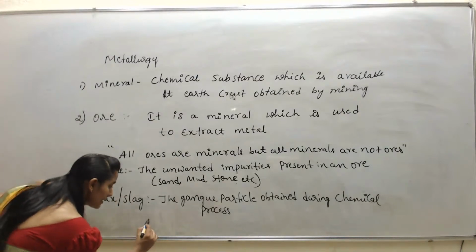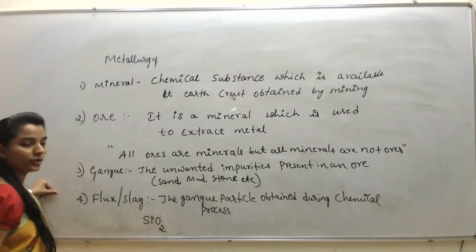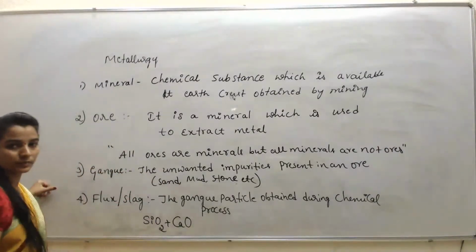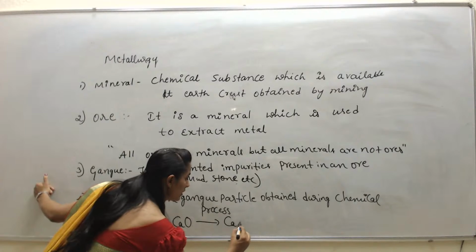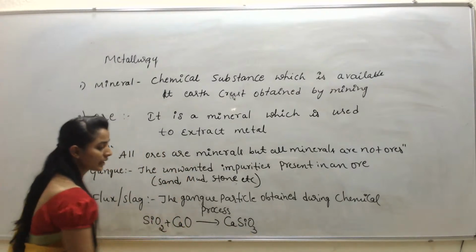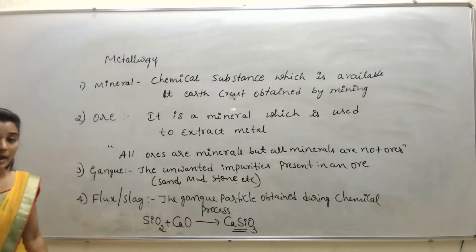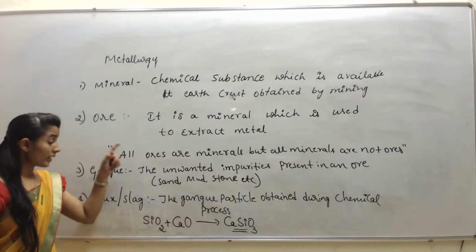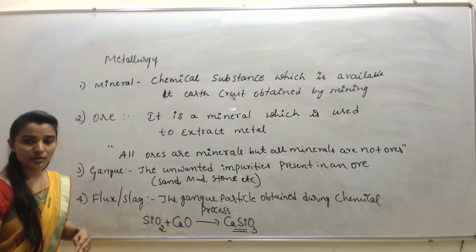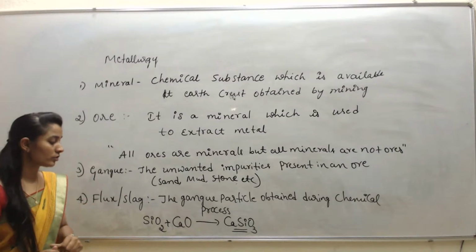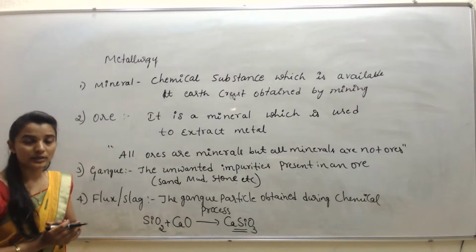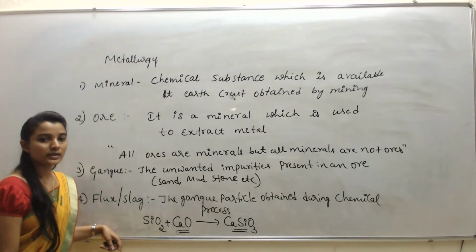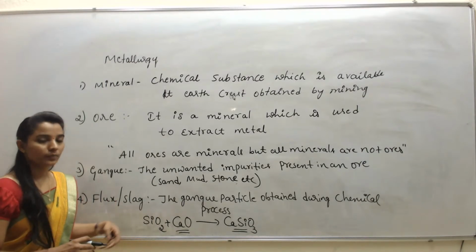One best example is, listen, silica, that is sand, is one of the impurities present in the ore. If we add CaO, lime, then it converts to CaSiO3, calcium silicate. This is called slag or a flux, a chemical compound. During extraction of the metal, in the concentration of ore, means removal of unwanted impurities by chemical process, if SiO2 is present, by adding CaO we can remove that as calcium silicate. It is a hard substance, easily removed from the ore.